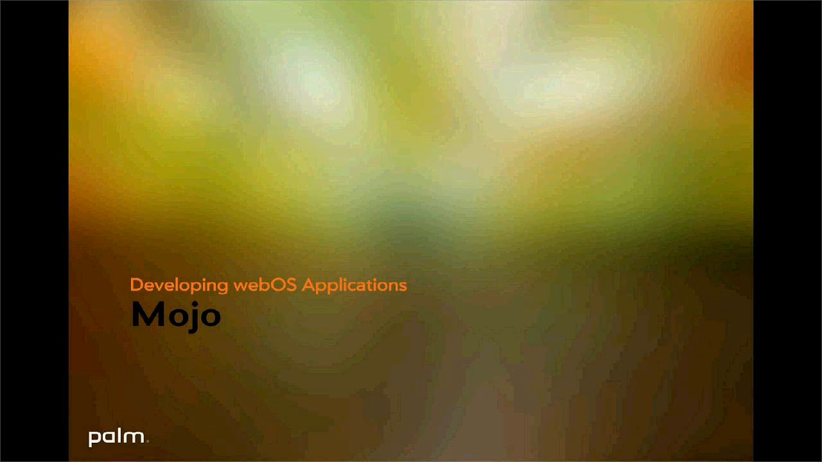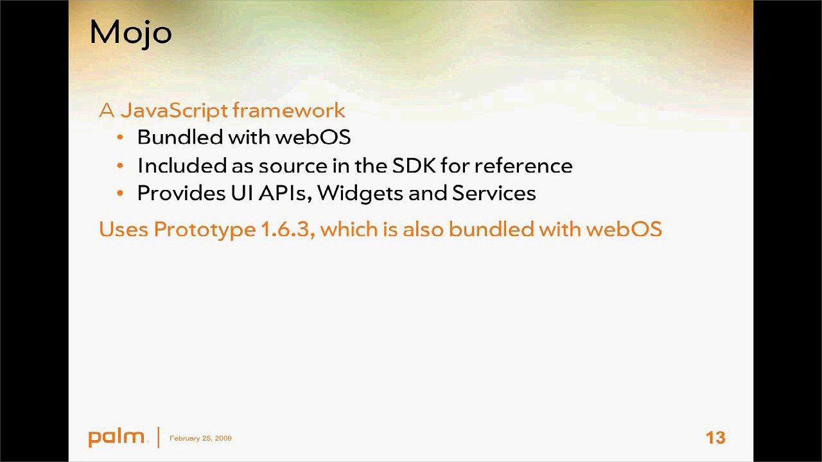Now, to build applications, this is a bit of a recap on webOS, we look at Mojo, which is really the vehicle from which you build applications for webOS. Mojo is a JavaScript framework. We bundle it with every version of webOS. You reference the framework within your application, but you don't have to include a copy of the framework in your application. That's already provided for you in the operating system.